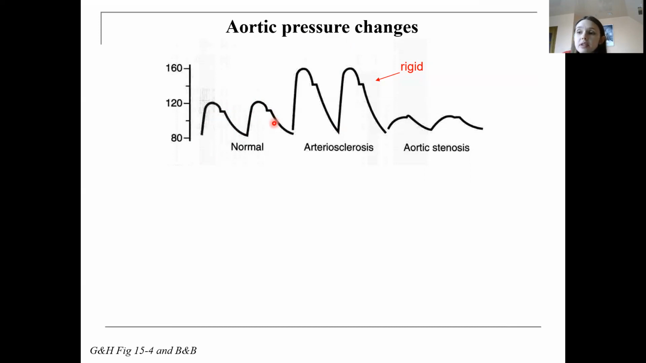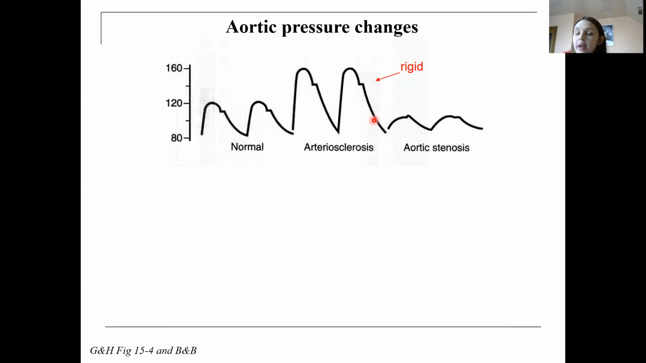Sometimes in the aorta there are diseases like atherosclerosis, which could lead to rigidity of the blood vessel. It means it will be difficult for the aorta to change its shape, and as a result, atherosclerosis is one of the important factors which lead to arterial hypertension. So during atherosclerosis, you can see that the pressure in the aorta will become very high, very big. It happens due to the rigidity.